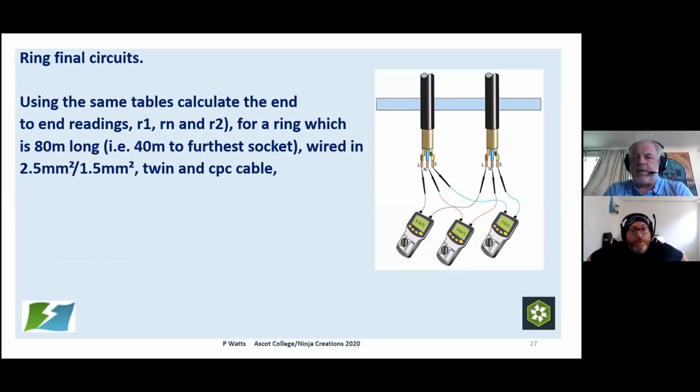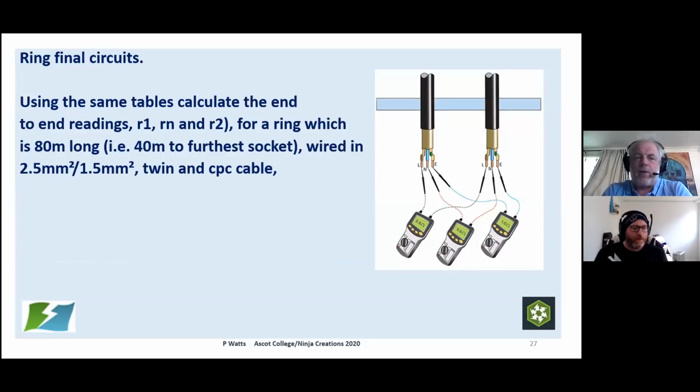So if we take a ring final circuit, let's do an example here. We've got a ring final circuit using the same tables. We've got a ring which is 80 meters long, so it's 40 meters to the furthest socket. It's wired in 2.5, 1.5, believe it or not, twin and CPC cable. Let's work out what the values should be.